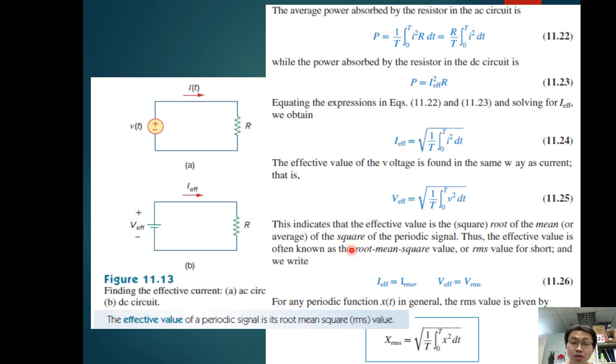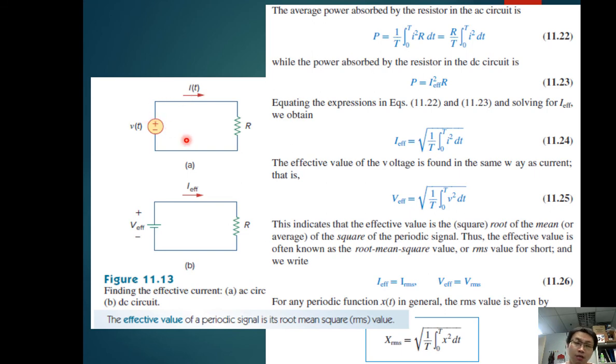Thus the effective value is often called the root mean square value, or RMS value for short. Because in the AC circuit it's sinusoidal, we don't know which point we should take. And usually we will use a value to indicate the rating.